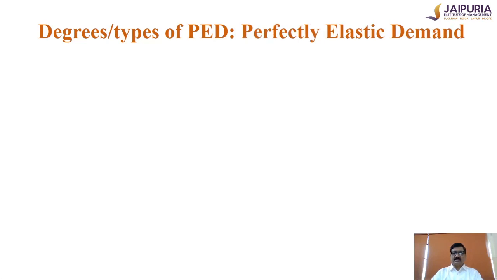The fourth type or fourth degree of price elasticity is known as perfectly elastic demand. In this case, PED is equal to infinity, and it is known as perfectly elastic demand.